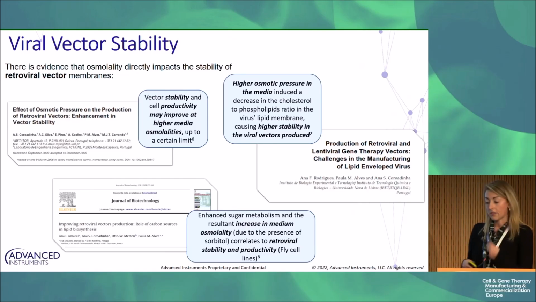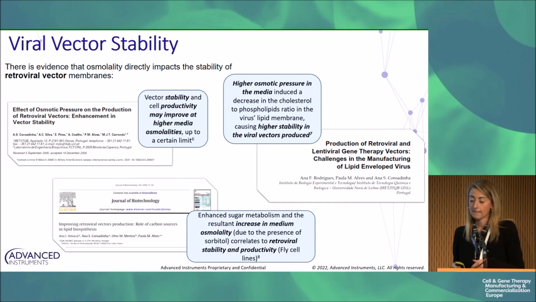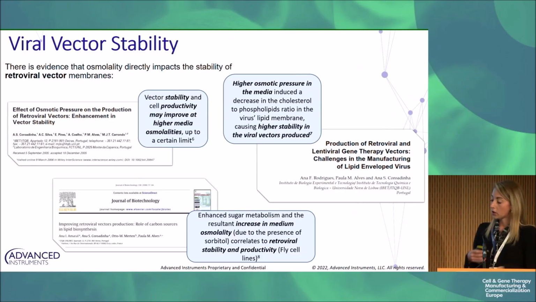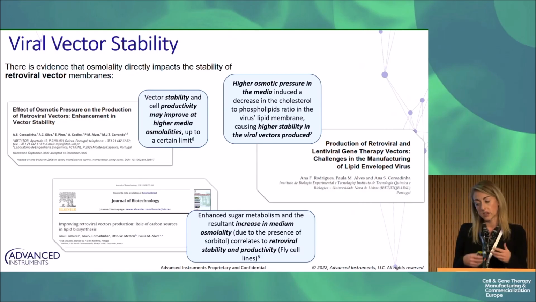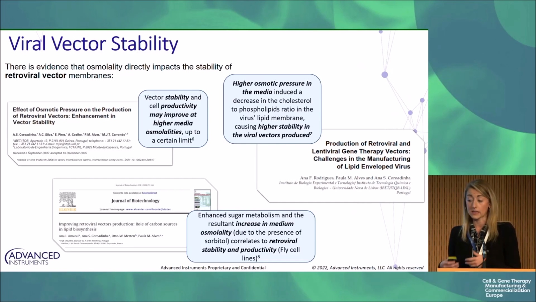Starting on the left-hand side at the top, you can see that they are using increased media osmolality to improve their vector stability and cell productivity up to a certain limit. This literature was what our collaboration with Cell and Gene Therapy Catapult was based upon. The other 2, again, you see a theme here in terms of increasing that osmolality within the media.